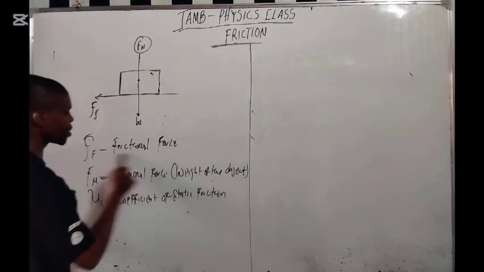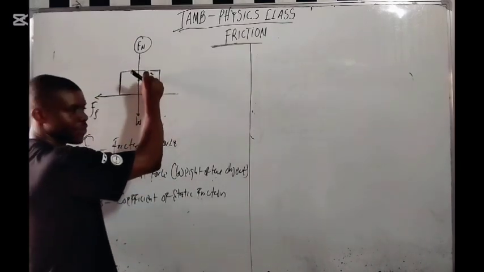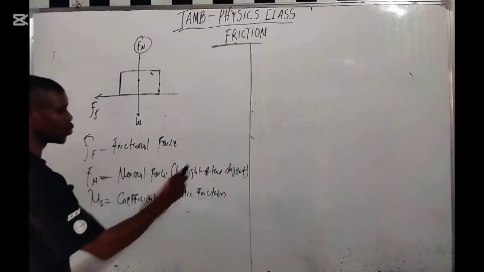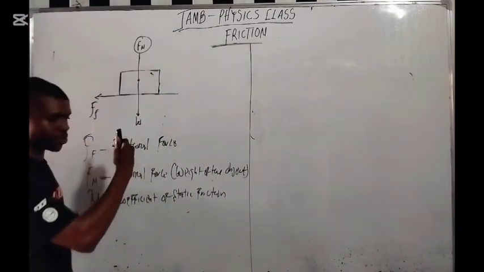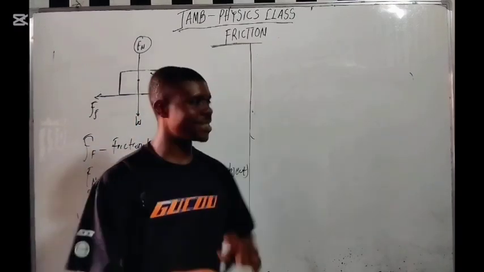Remember I said that frictional force is the force that is opposite the motion of the object when a force is being applied, right? Normal force is the weight of the object, while coefficient of static friction, this is what I want to explain to you now, because you need to understand it here.